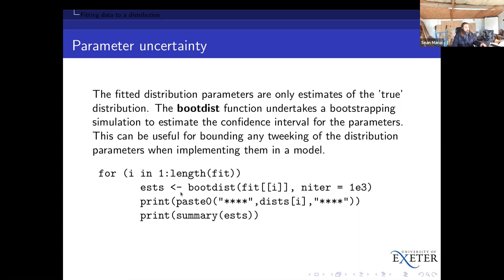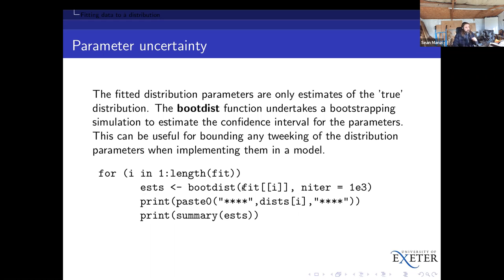Then we can go on to calculate parameter uncertainty for our distributions, and this is done using the bootdist function. So this is a bootstrapping simulation to estimate confidence intervals for the parameters. And this is useful for bounding and tweaking the distribution parameters when implementing them in a model. Sometimes you'll take a distribution, you'll plug it into your model, and it won't match up quite as well as you'd like with the kind of outputs that you're expecting in your baseline model. And we can use these confidence intervals as the bounds for tweaking our parameters and trying to get them to line up with our baseline expectations of our model a bit better.